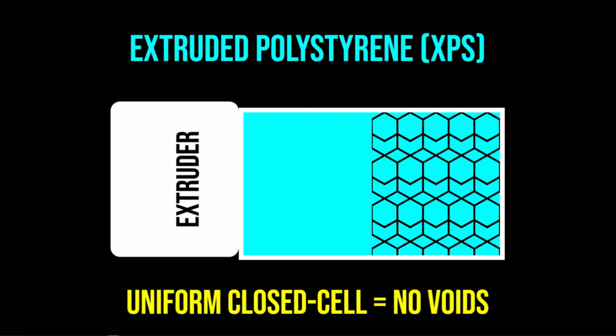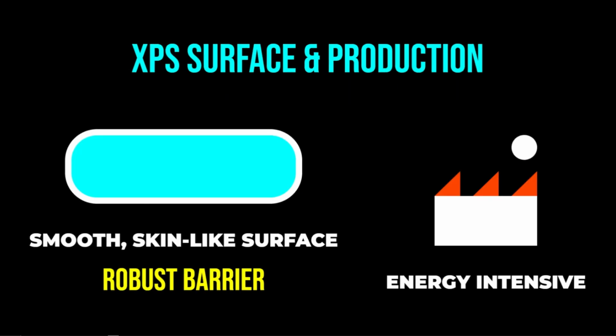Extruded polystyrene, known as XPS, is manufactured through a continuous extrusion process. Molten polystyrene is mixed with a blowing agent and forced through a die, where it expands into a dense, rigid foam. Unlike the fused beads of EPS, XPS possesses a completely uniform closed cell structure with no voids between cells. This lack of interstitial space results in exceptional resistance to water absorption and high water vapor diffusion resistance.